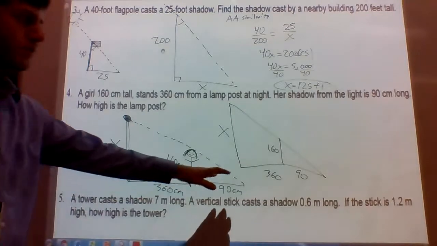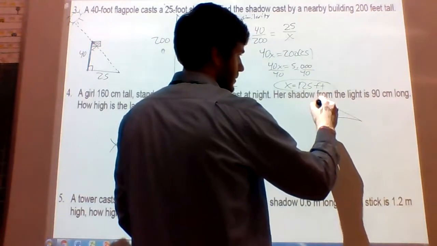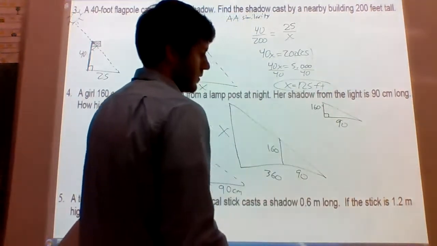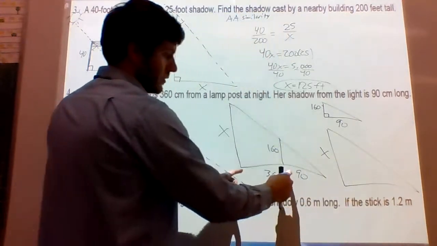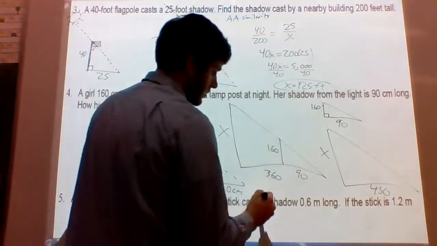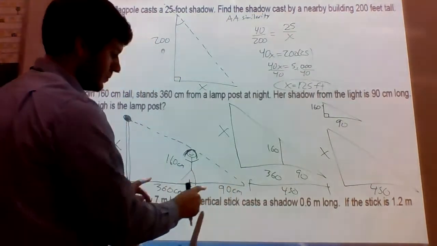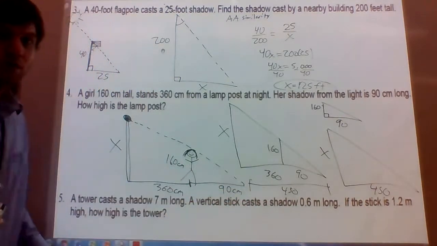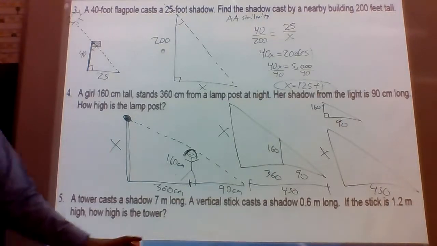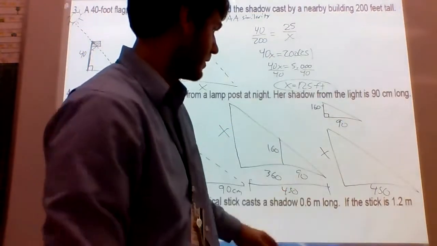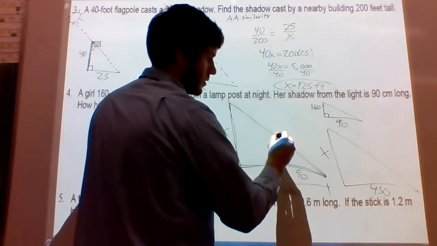So to find the value of x, we can separate this into two separate triangles. So again, we have the small triangle, which is 160 as a height, 90 as a base. Then we have the large triangle, which has x as a height, and the base is 450, right? The base is the entire thing. 360 plus 90 is 450. This whole thing is 450. So all I did here was separate the two triangles. I pulled this one out. So now we have the big triangle here, and then we have the small triangle, which is here.